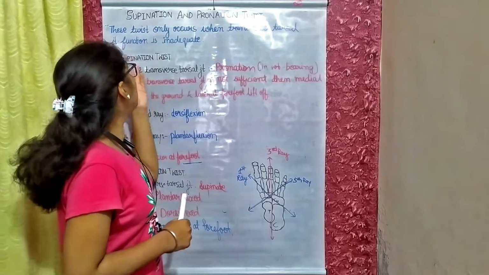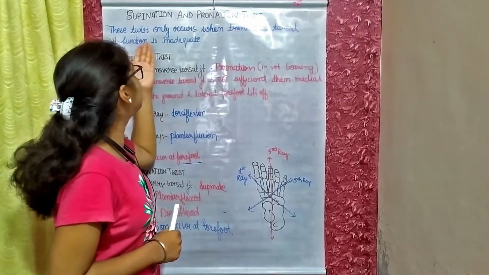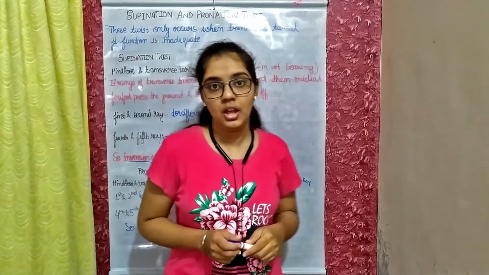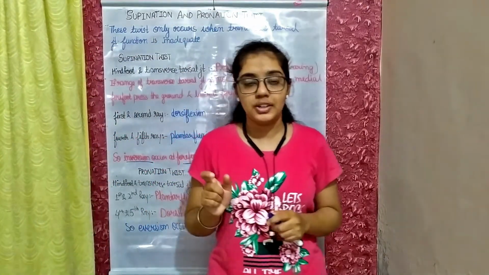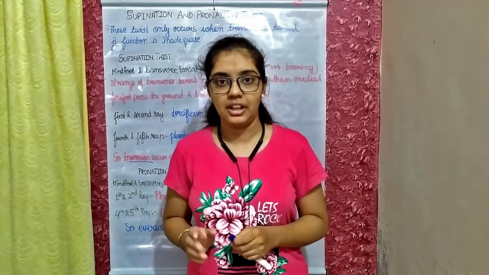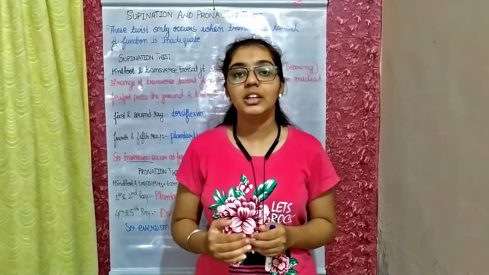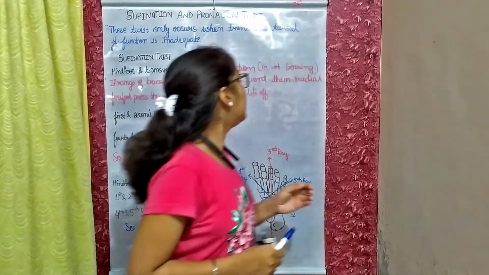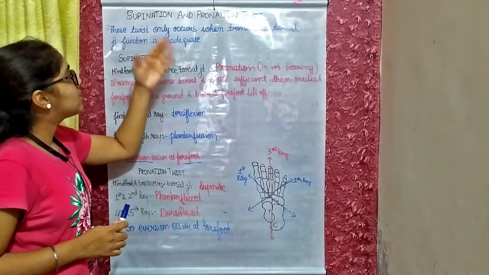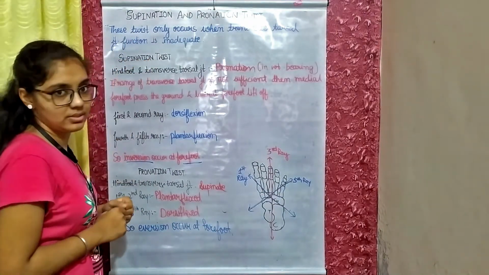Now, first of all, this twist only occurs when transverse tarsal joint function is inadequate. Transverse tarsal joints include the talonavicular joint and calcaneocuboid joint. When these two joints are not working properly, or work in an inadequate manner, then this twist occurs. First of all, we will learn about the supination twist.